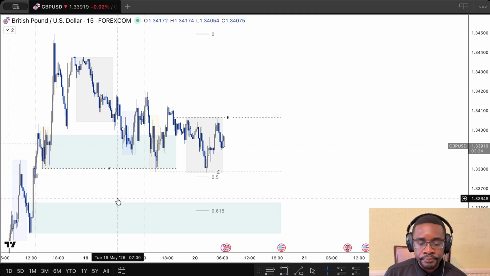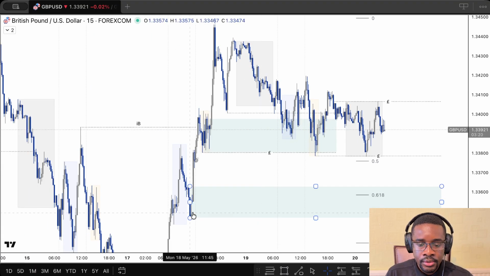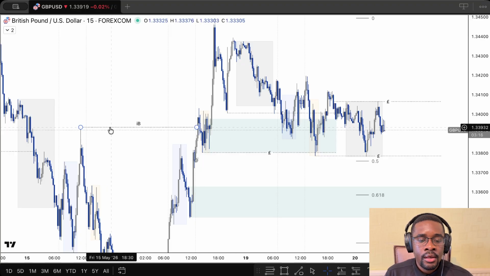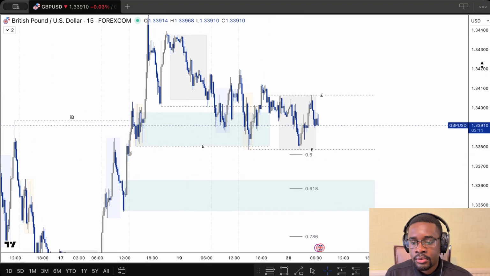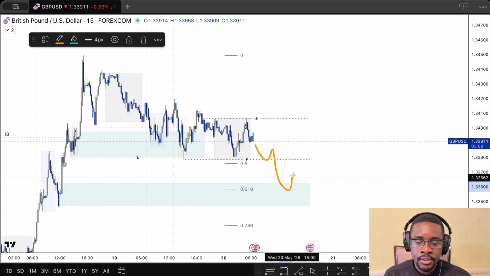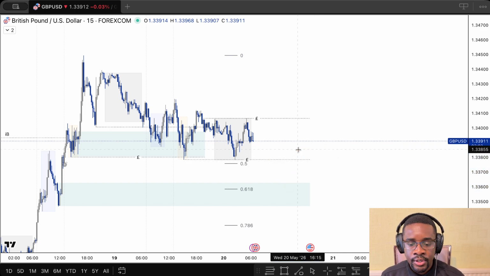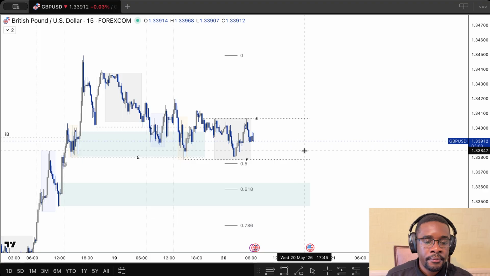Of course we do have this area of demand right there. Is it a valid one? Yes, there's a decision point. This is where we had price break this internal range. So yeah, this is what we have. So price could continue to drop even until it mitigates this area, and then could start looking for longs. Okay, so those are my trade ideas really for the day.